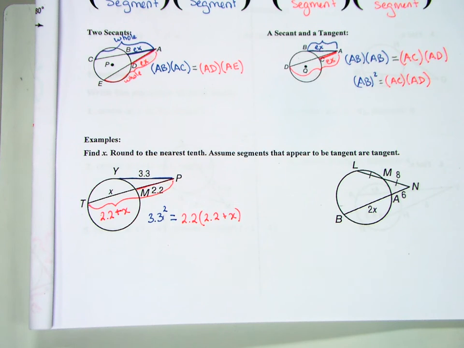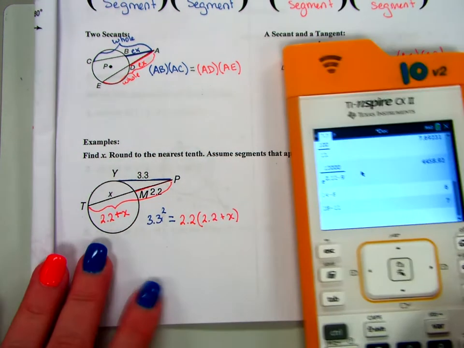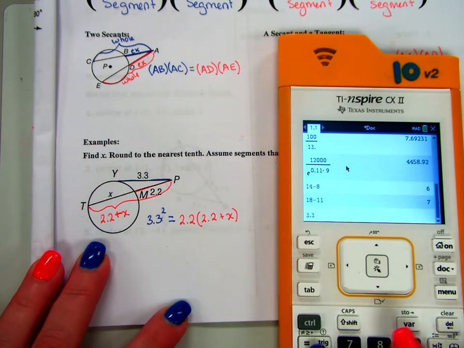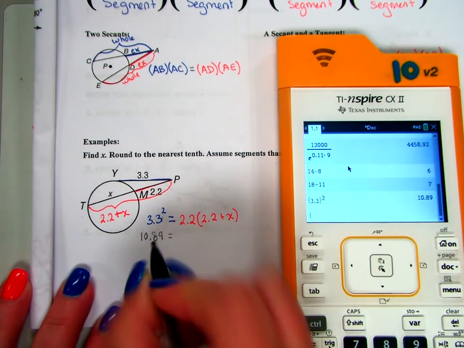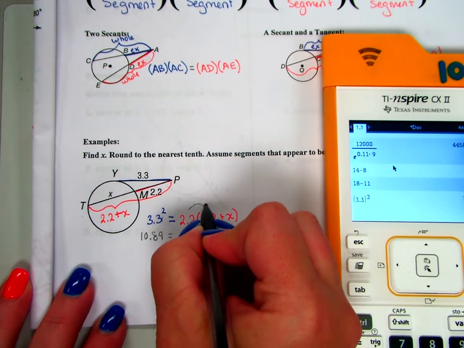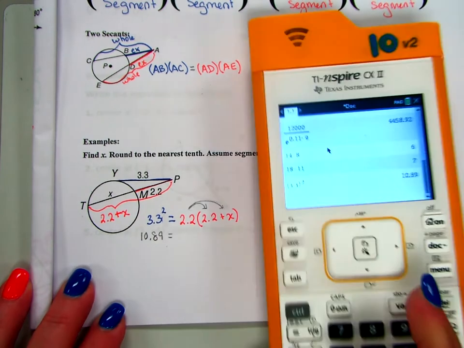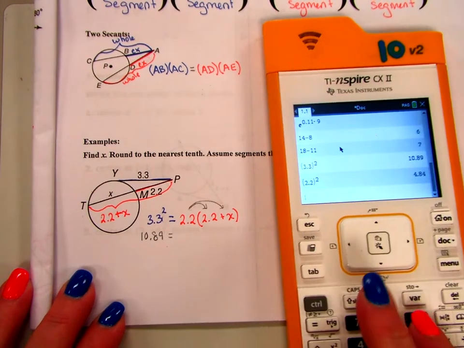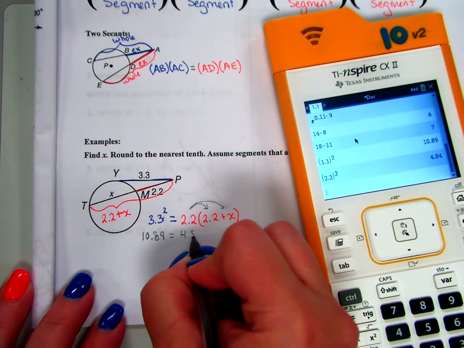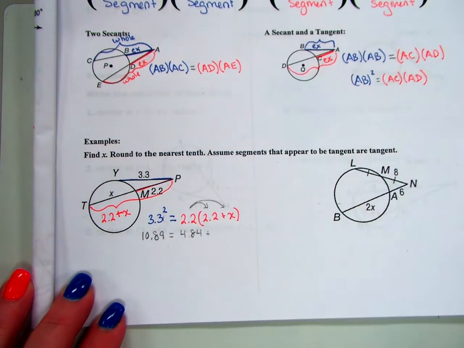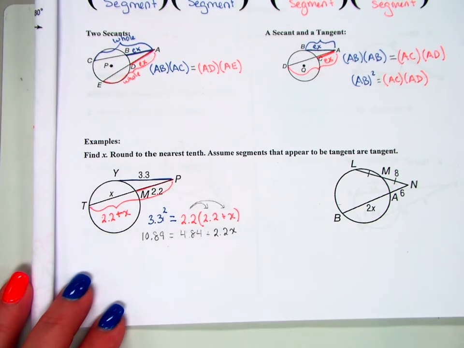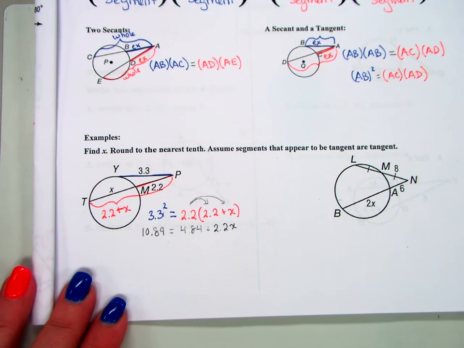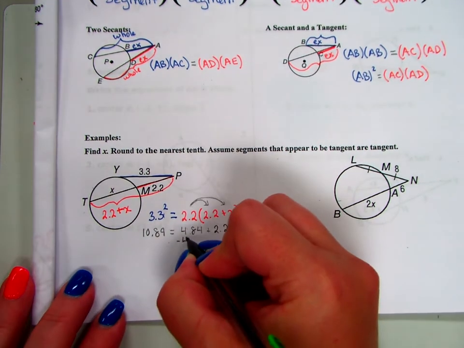Put a calculator around here. There we go. All right, 3.3 squared is 10.89 equals, on my right-hand side, I'm going to go ahead and distribute. 2.2 times 2.2, or 2.2 squared, is 4.84 plus 2.2x. What's the first thing I'm going to do? Subtract 4.84.